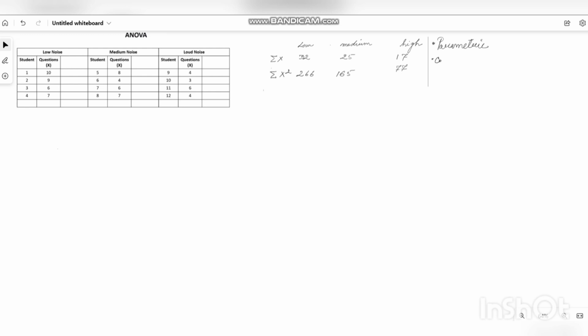That is a continuous and categorical. By compare, I mean if we want to find the relationship between a continuous and a categorical variable. It is especially used when the categorical variable has multiple levels. This is important. So by multiple levels, what do we mean?